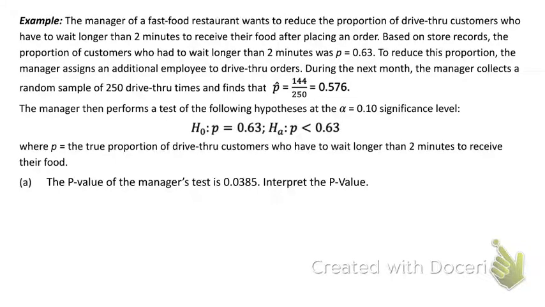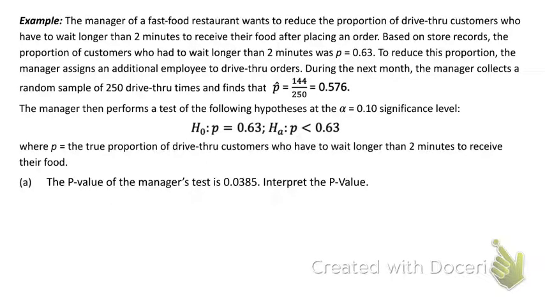Time out! Does it appear that this new employee made a difference? If the original proportion that had to wait longer than 2 minutes was 63%, and our sample proportion after adding this new employee is 57.6%, does it appear that they made a difference? Yes. It looks that way. But was it statistically significant and we should keep them on? Or was it just sampling variability from the sample? So we don't know. That's why we go forth and do the test.